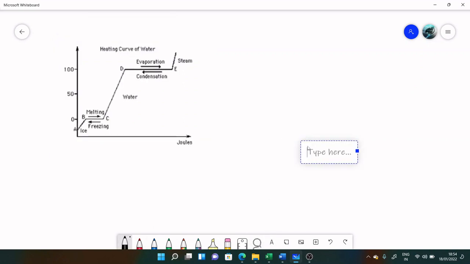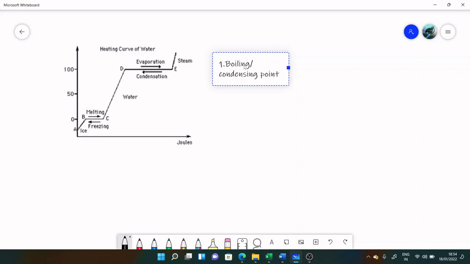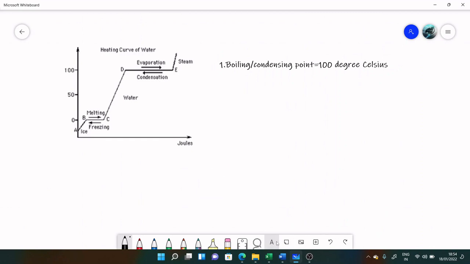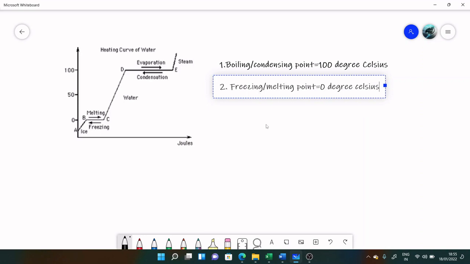Now, let's just write the points for water. It's 100 degrees Celsius. Now, second point, freezing slash melting point. 0 degree Celsius. This is just for water and it varies for everything.